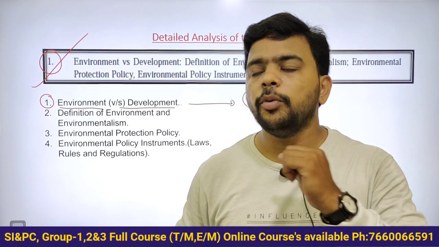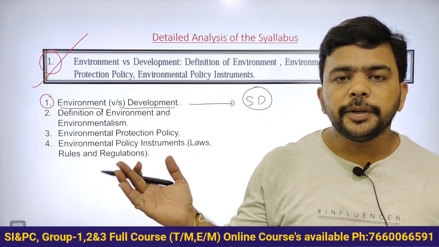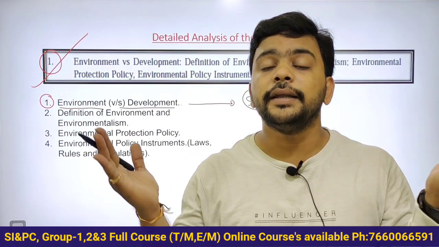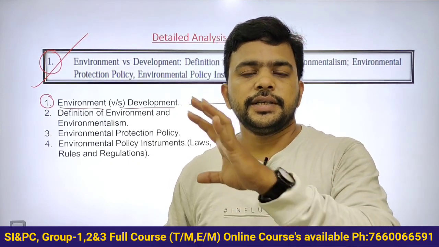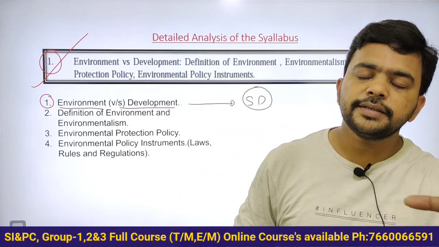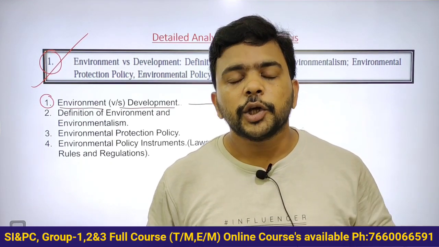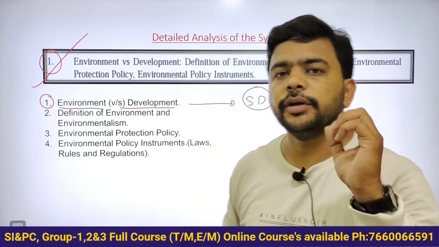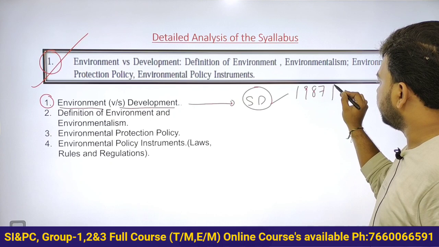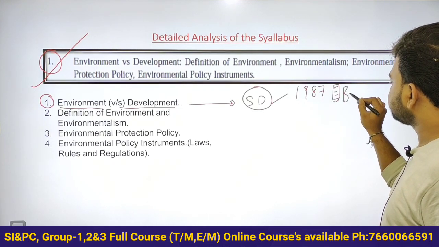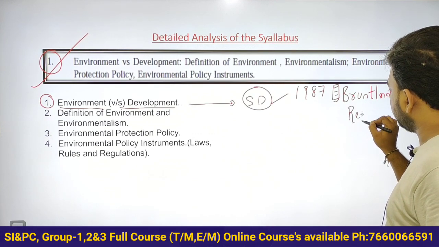The first topic is all about how you balance the environment and the developmental aspects in a particular nation. The solution is sustainable development. The answer lies in sustainable development. So what is this sustainable development? The concept of sustainable development was first proposed in 1987, in the Brundtland report. So what is this Brundtland report?